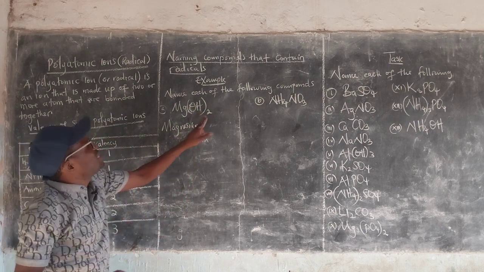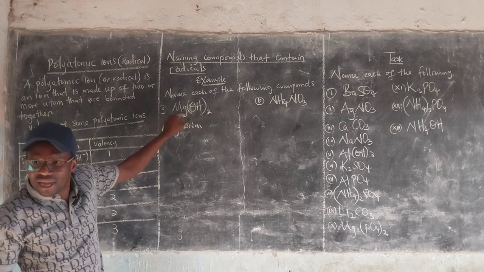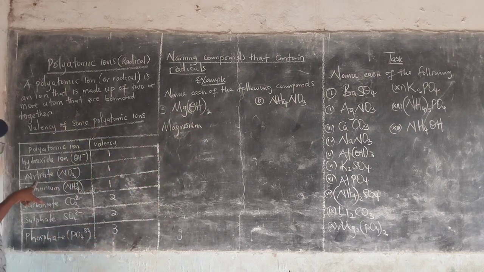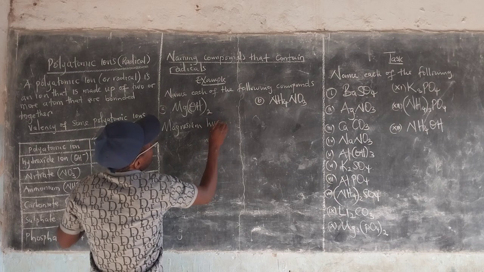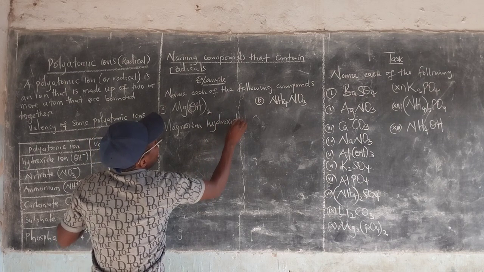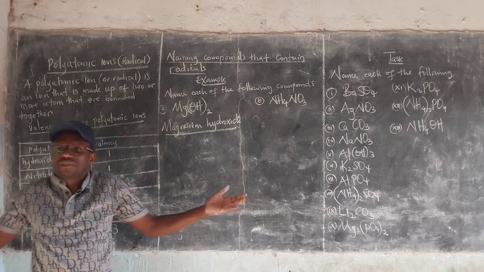Now we go to OH. Do not consider the 2 here. Just go to OH. The 2 was coming from magnesium. Now what is our OH? OH is hydroxide. Am I supposed to put hydroxide ion? No, just hydroxide. So the name given to this is magnesium hydroxide. Simple.